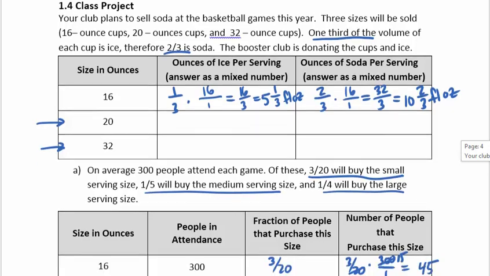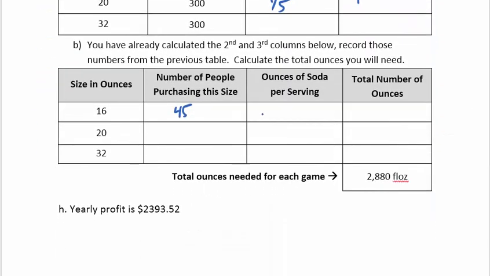So that's how much soda is in the cup, since there's ice in there. So that's 10 2/3 fluid ounces. Now I want to calculate the total number of ounces. So if I got 45 people, and this is how much soda is in each cup, to get the total, I'm multiplying here. So I'm taking 45 times 10 2/3.